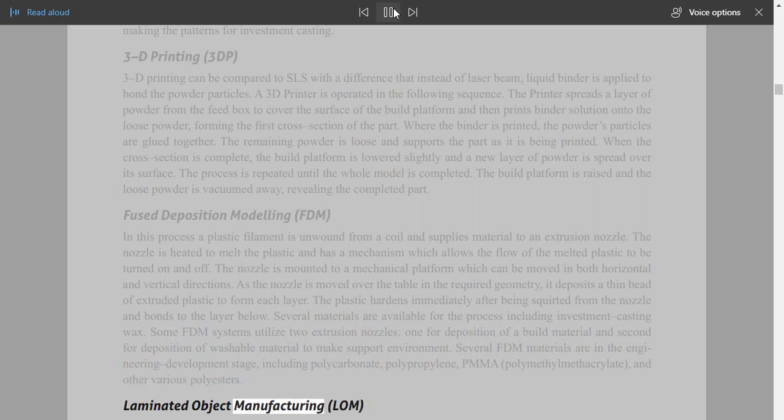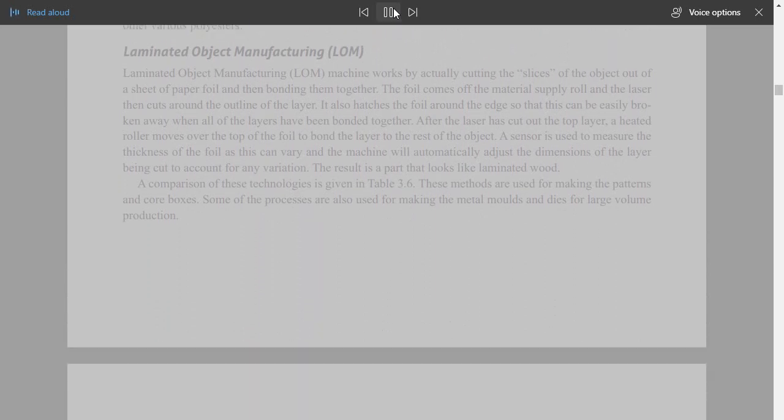Laminated object manufacturing, LOM. The laminated object manufacturing machine works by actually cutting the slices of the object out of a sheet of paper foil and then bonding them together. The foil comes off the material supply roll, and the laser then cuts around the outline of the layer. It also hatches the foil around the edge so that this can be easily broken away when all of the layers have been bonded together.